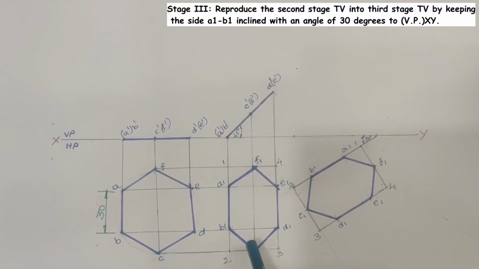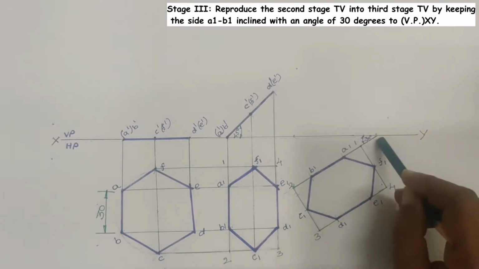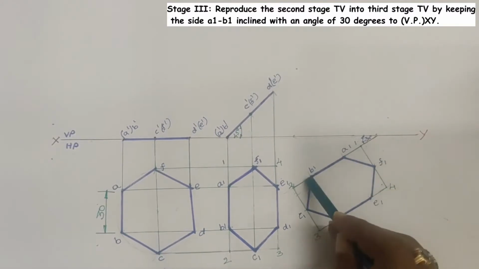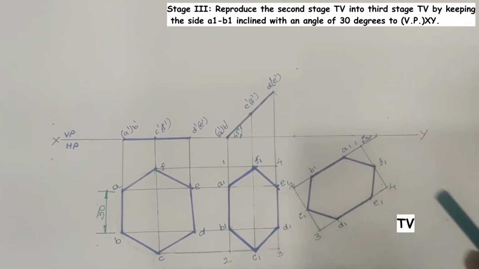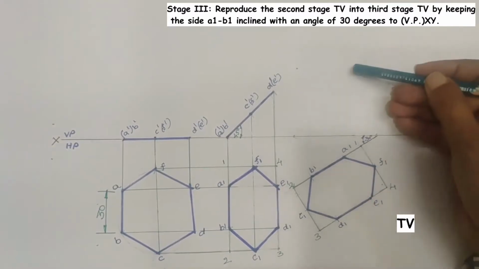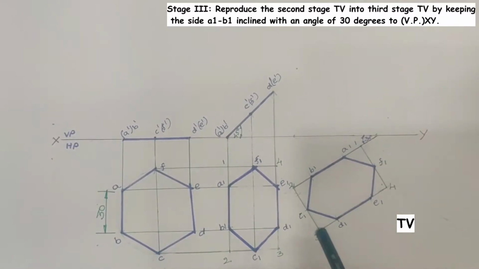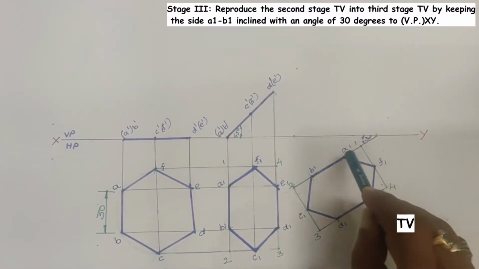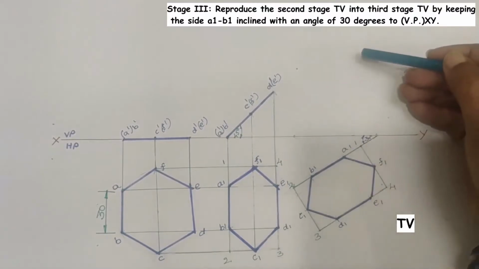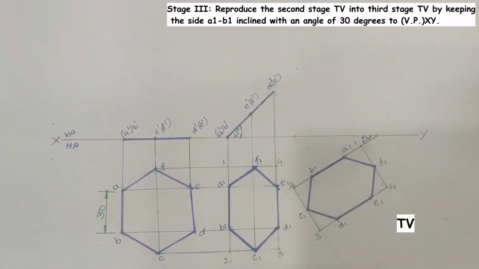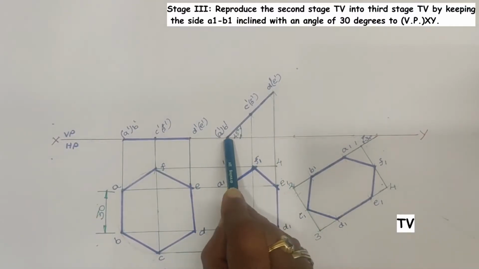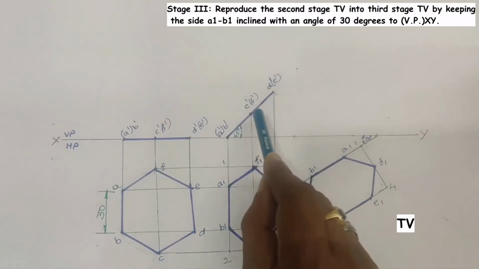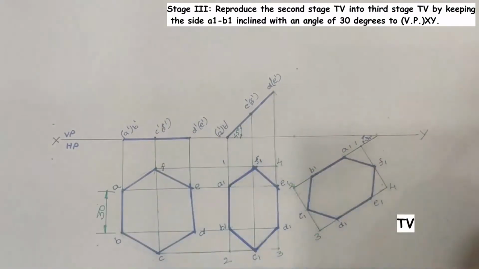Copying the second stage top view into the third stage with the given condition, say the side A1B1 is inclined with an angle of 30 degrees to the VP, is completed. Then we will draw its corresponding front view. For that, draw projectors through the points, say C1, D1, E1, F1, A1 and B1 towards the vertical plane, as well as draw projectors through the second stage front view points, say A dash, B dash, C dash, D dash, E dash and F dash, horizontally in the rightward direction.